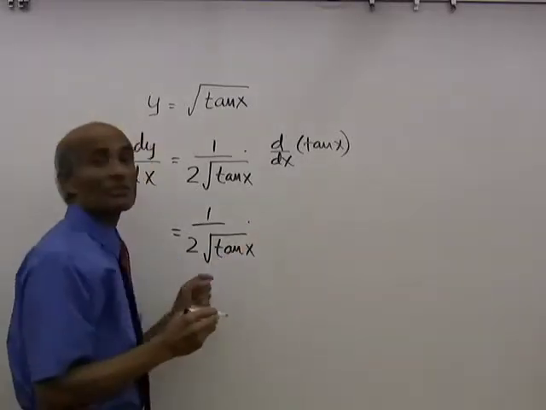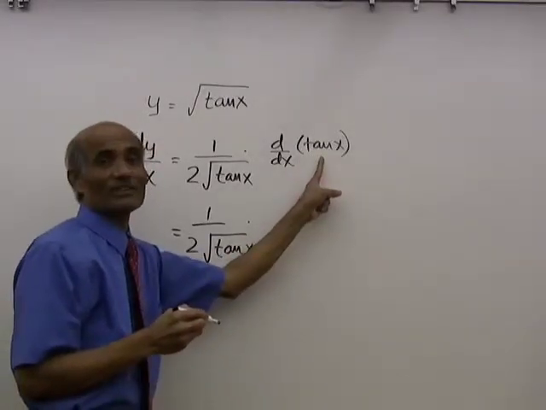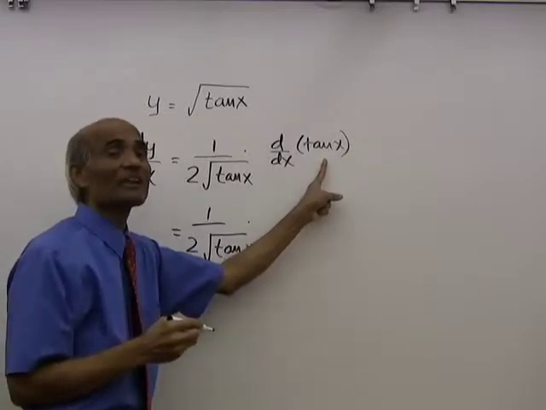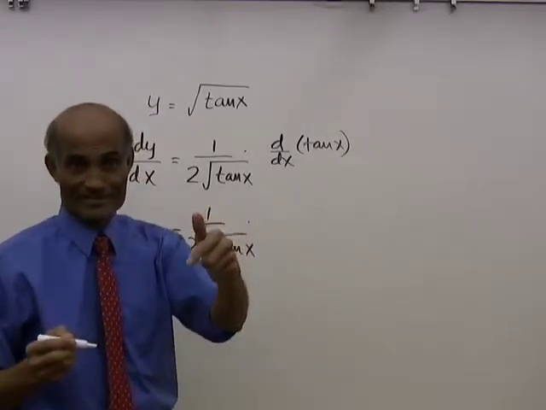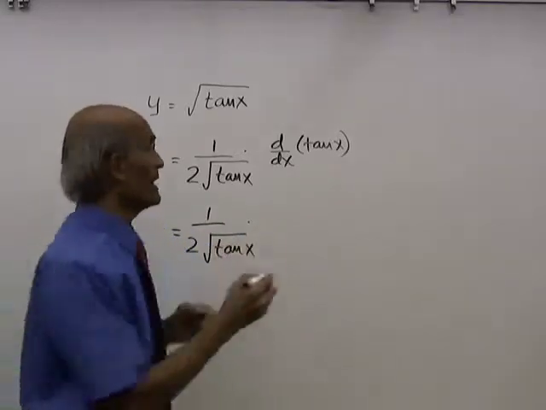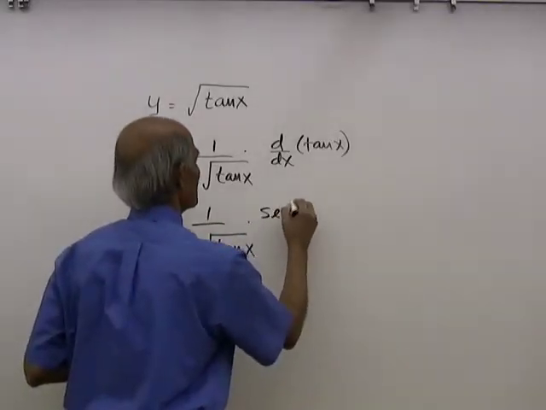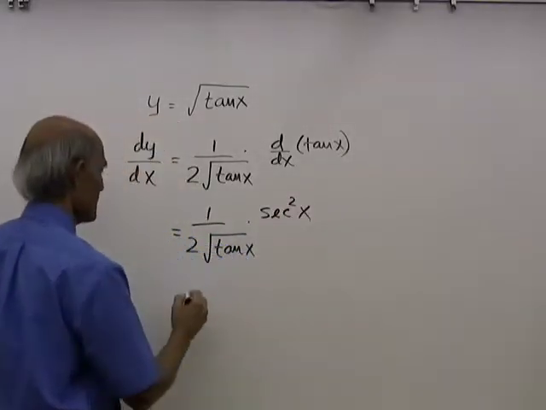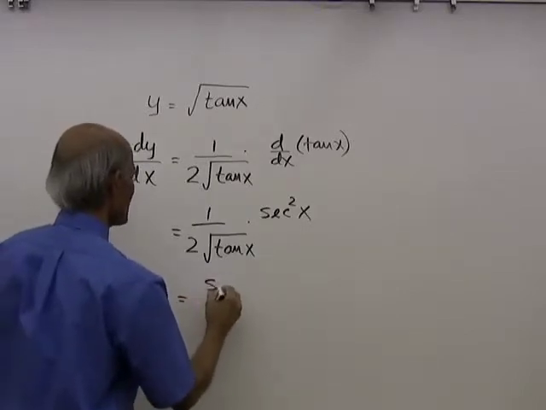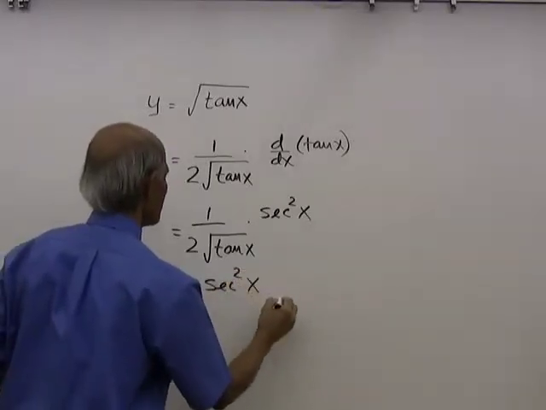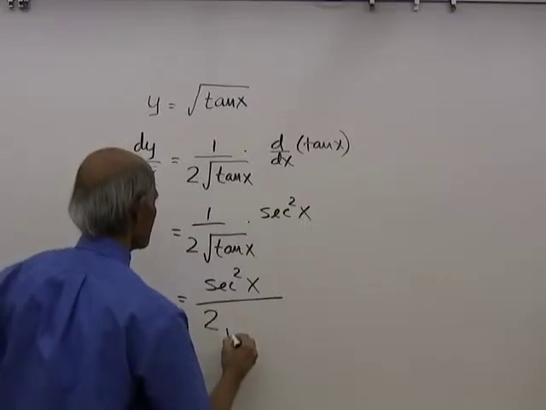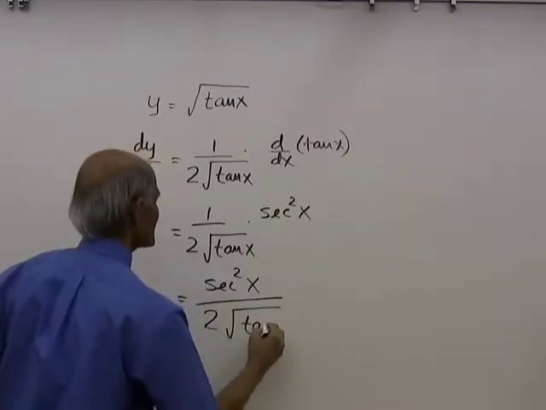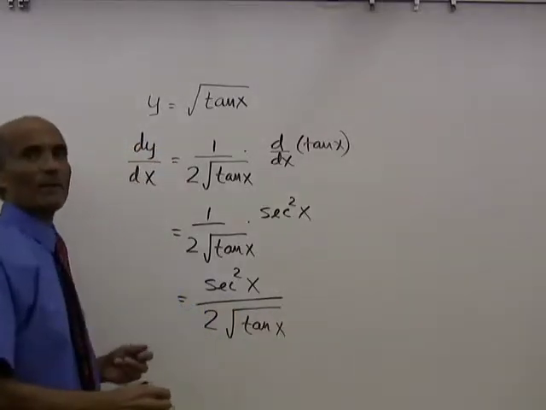Alright, tell me, what is the derivative of tan x? The derivative of tan x is secant squared x. So that will be multiplied by secant squared x. And finally, we can write secant squared x on the numerator and 2 square root of tan x on the denominator.